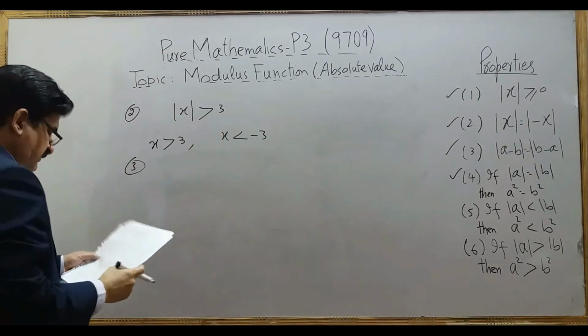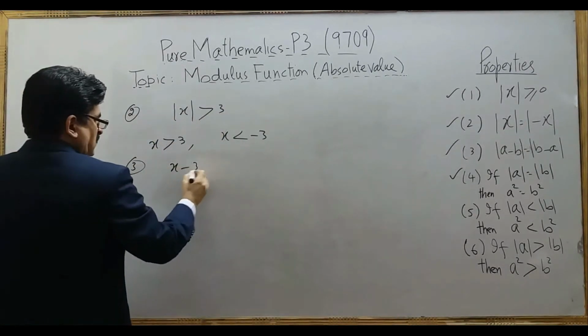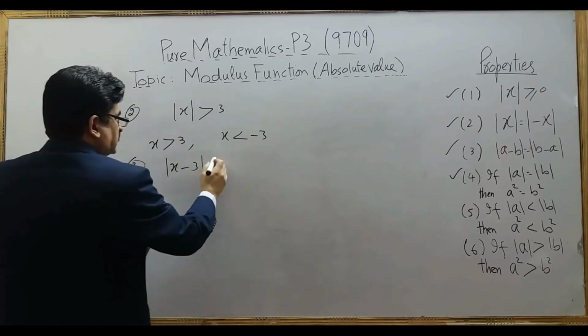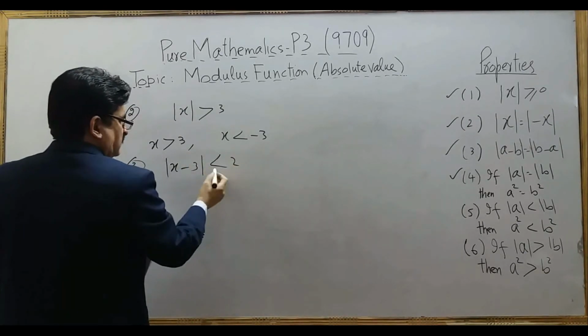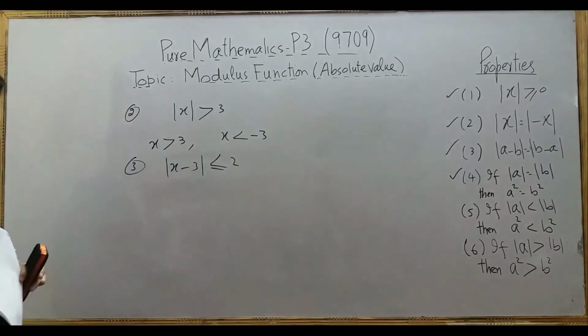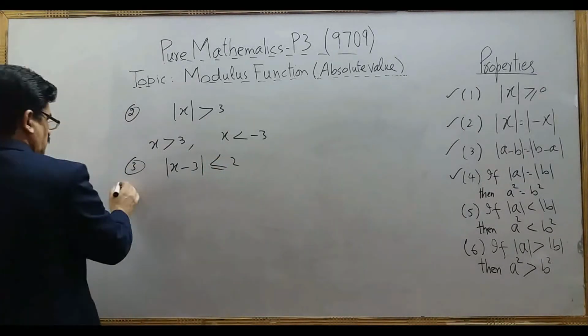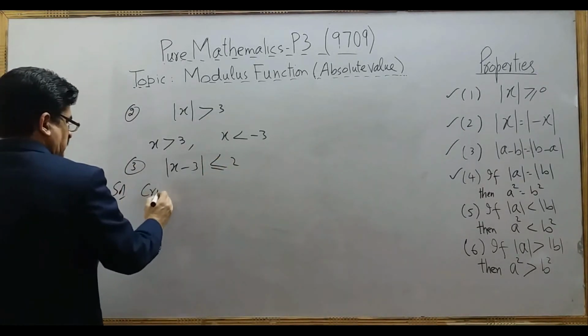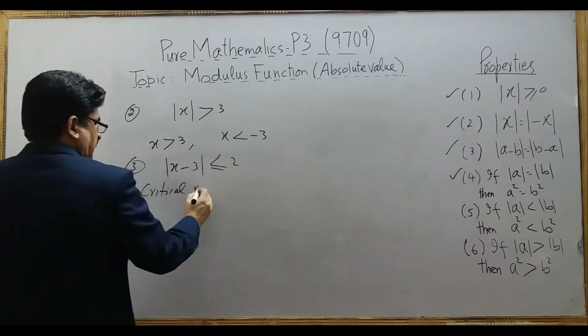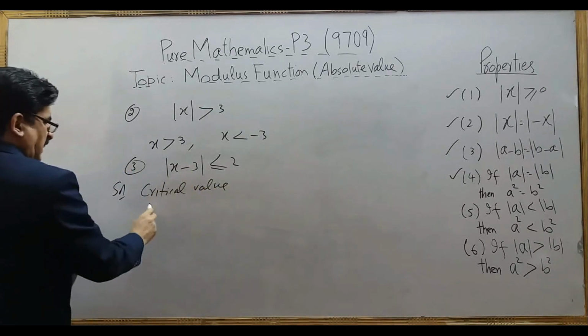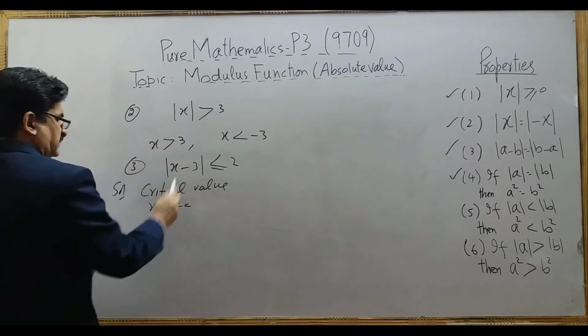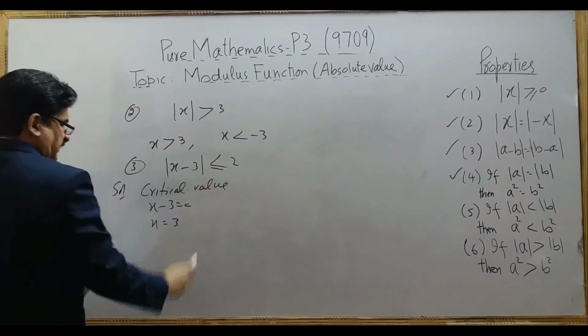Then we have the third example, |x minus 3| is less than, or maybe less than or equal to, 2. How to solve it? See, critical value. Again we have a critical value which will make it 0, so x will be equal to 3.